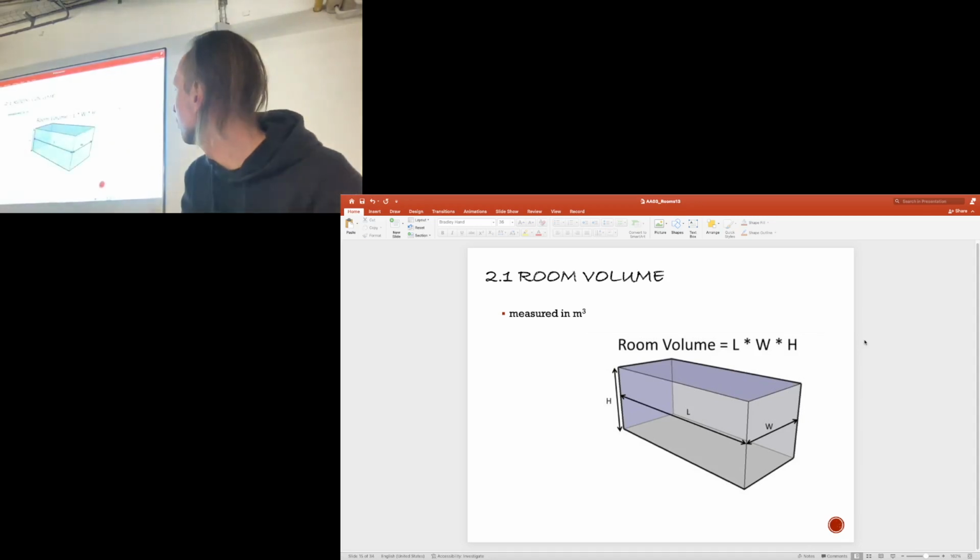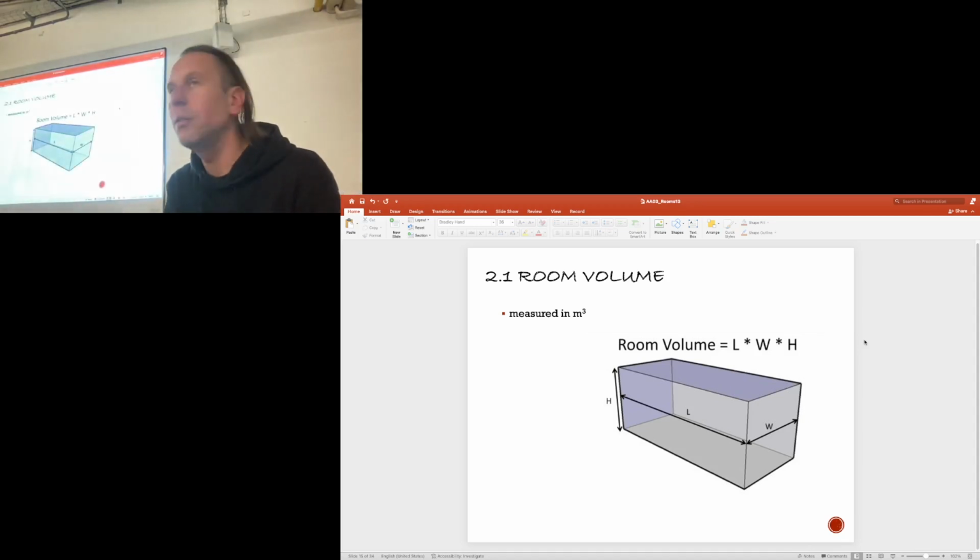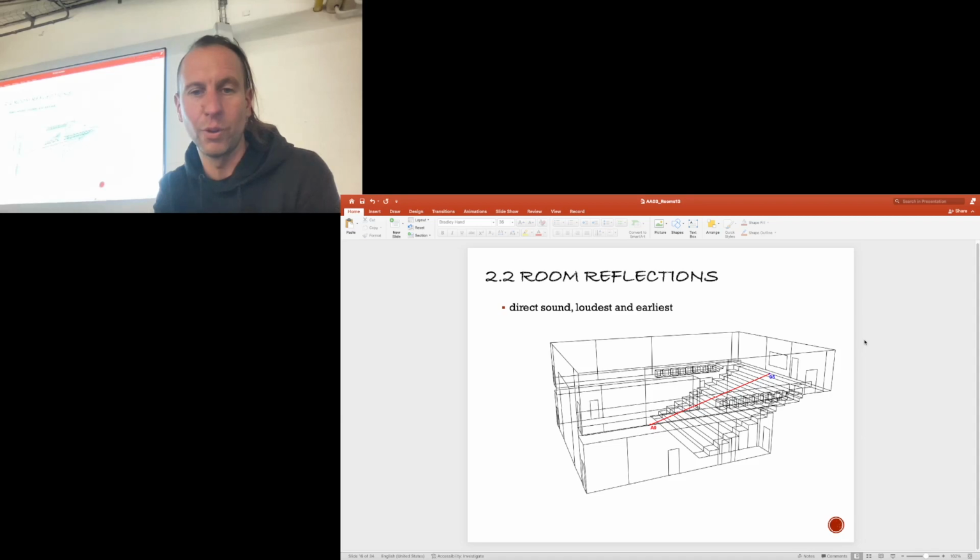Right, so we've come to the rooms. Typically, we will consider rectangular rooms for the sake of simplicity. And as soon as they're not rectangular, things change, obviously. Very straightforward. Room volume, you're probably aware of this. Height, length, width, multiply the 3 dimensions, and you get room volume.